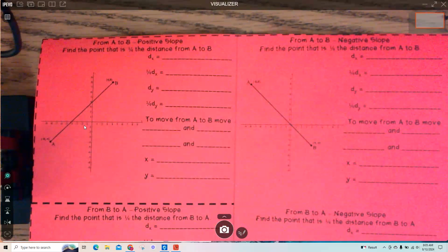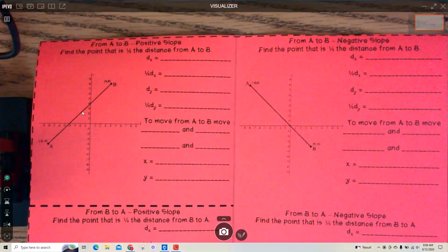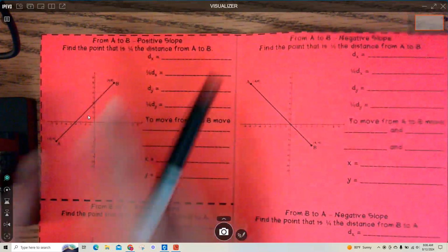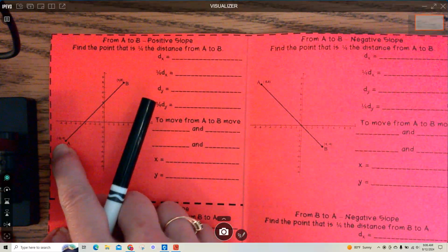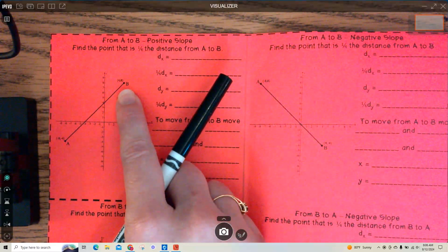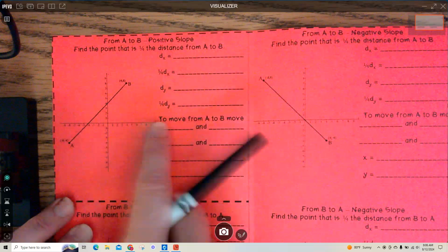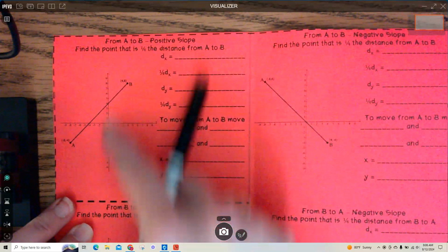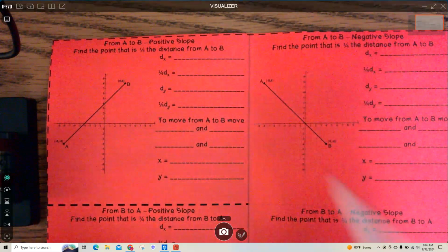So from A to B with a positive slope, find the point that is a fourth the distance from A to B. Okay, so here's A down here, here's B up here. I know it's hard to see on here. This point is -8, -4. This point is 4, 8. So we're going to find the x distance, which is the horizontal distance, and then we're going to find the y distance, which is the vertical distance that you would have to move. So remember, distance is the absolute value.